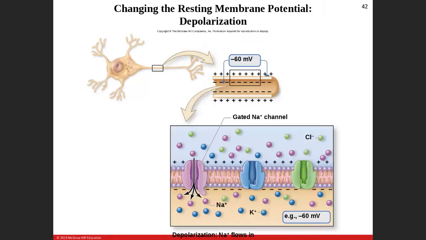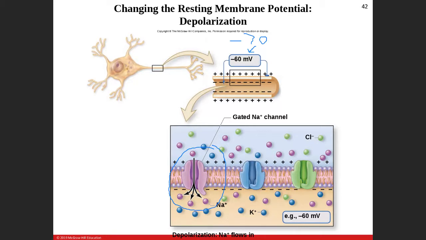So let me show you a picture. For depolarization, all we're going to do is drop our value from -70 to -60. You can see when we opened up this gated sodium channel, sodium enters into the cell, and it made the inside of the cell more positive. Are we good with that? Okay, depolarization. Even if it goes into the cell and makes the inside of the cell -69, it's still more positive. -68, it's still more positive. It's still depolarization.